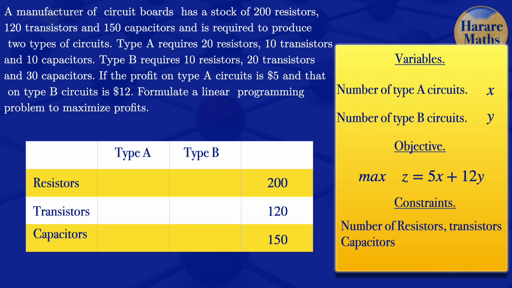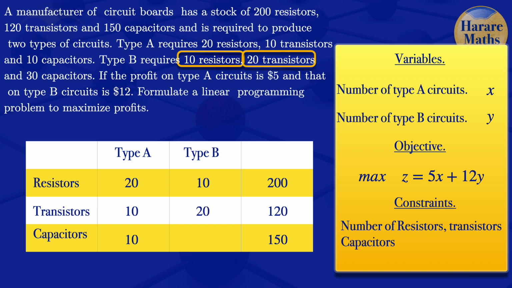Now I go on and look at the type A circuits. The type A circuits, they require 20 resistors. So I'll write the 20 there in the table. And they require 10 transistors. And then I'll put a 10 there for the transistors for type A, 10 capacitors, and I'll write down the 10 there for the capacitors. Now moving on to the type B circuits. For the resistors, they require 10 resistors. So I'll write down the 10. And they require 20 transistors.